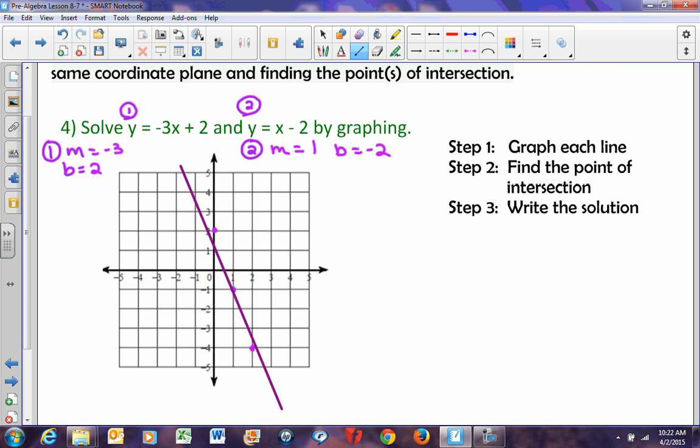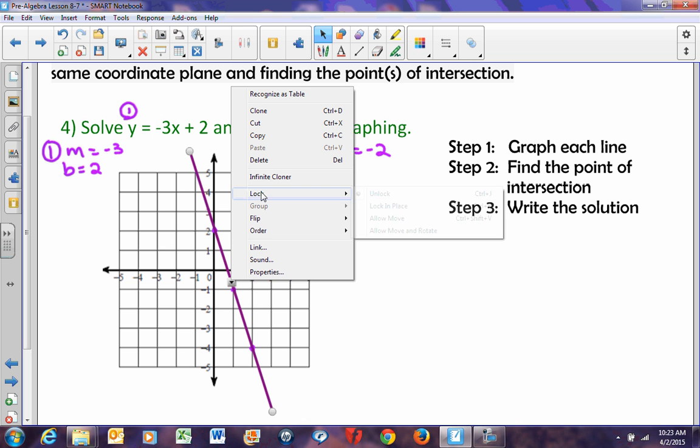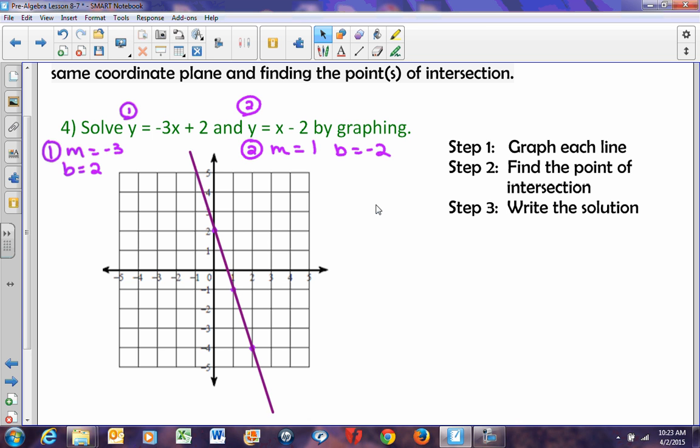I missed. I'm going to straighten my line up here a little bit. It is very, very important to use a ruler here because you need your lines to be dead on or they may not cross in the right place. So there's my graph of this equation.